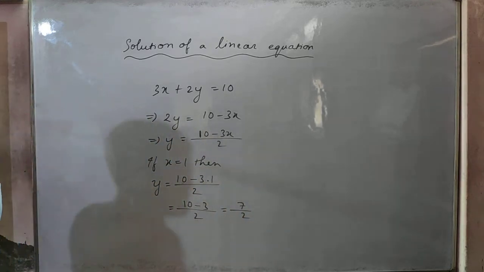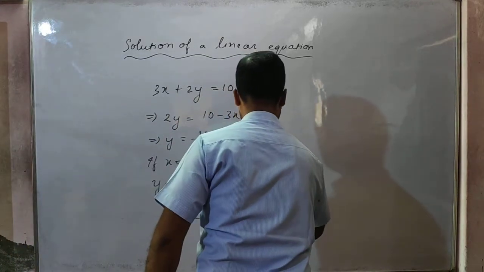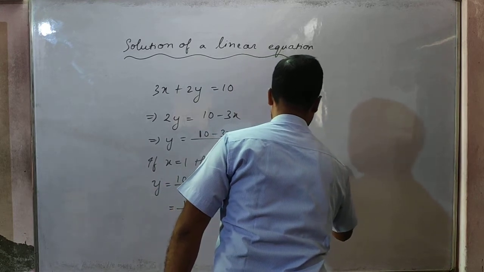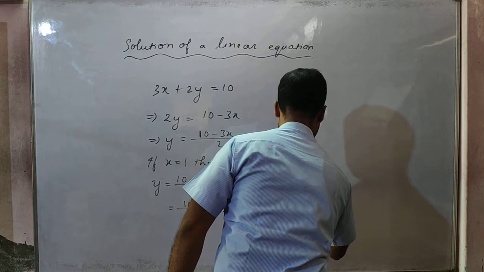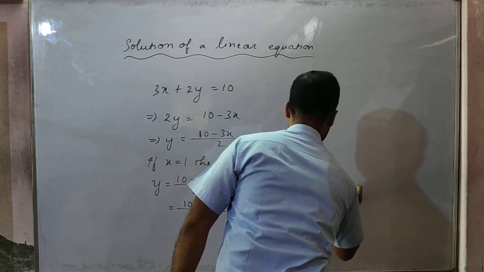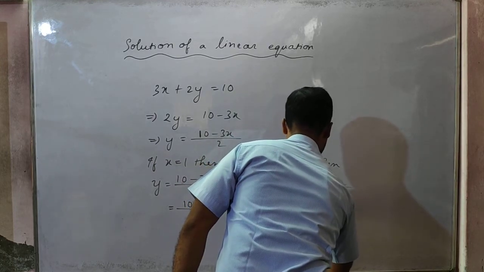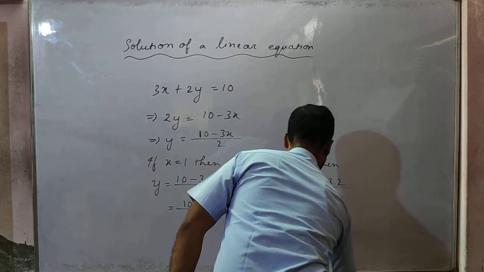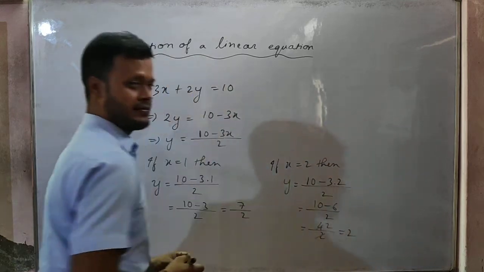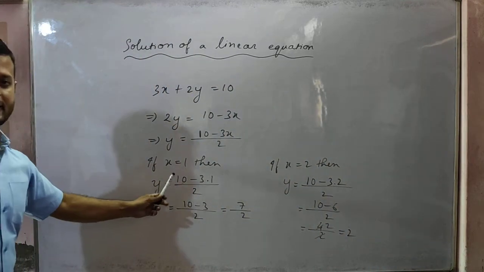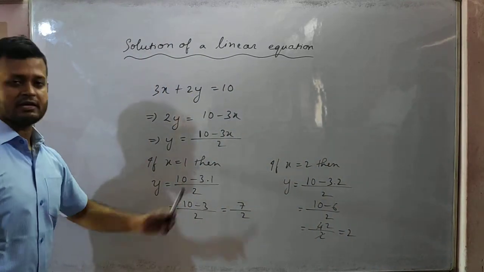Y's value is 7 by 2, like that. If x is equal to 2, then y is equal to 10 minus 3 into 2 by 2. So 10 minus 6 by 2. So that means 4 by 2. So answer will be 2. Like that, students, for every value of x, you will get a value of y.